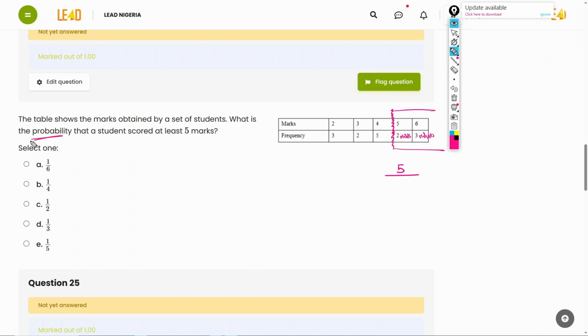That's how you find probability. Probability is part over the entire thing in consideration. So 5 over, how many students do we have in consideration? We have 3 plus 2 plus 5 plus 2 plus 3, that's 15, which gives you 1 out of 3. So the probability that a student scored at least 5 marks is 1 out of 3.